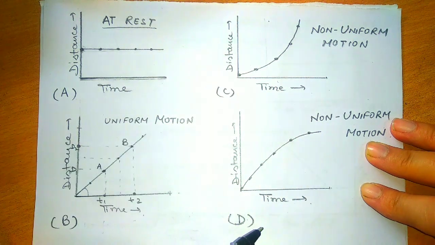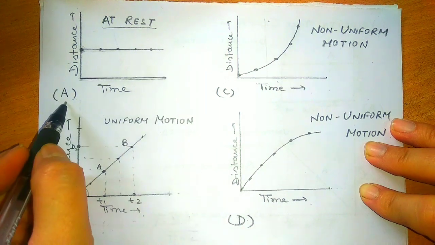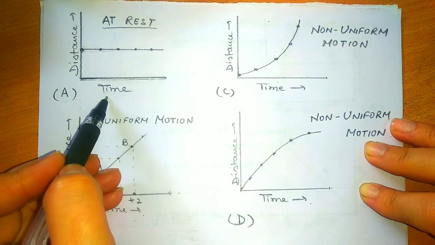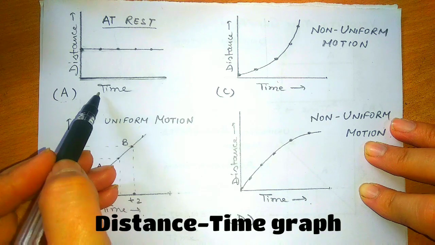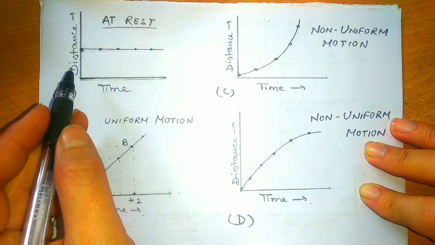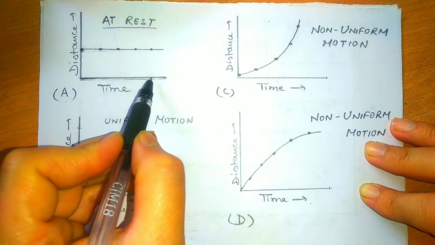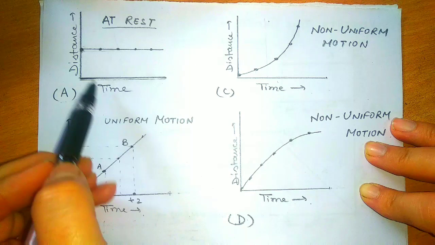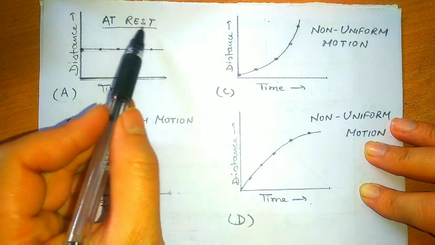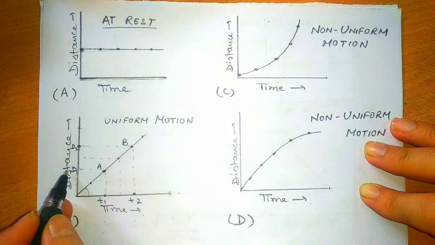So all these are distance time graphs. First, this graph A is the distance time graph when the body is at rest. In this case, there is no change in the position of an object, and the body remains the same with change in time. So the distance time graph when the body is at rest is a straight line parallel to the time axis, and I can say there is no change in the position of that object. Object is at rest.